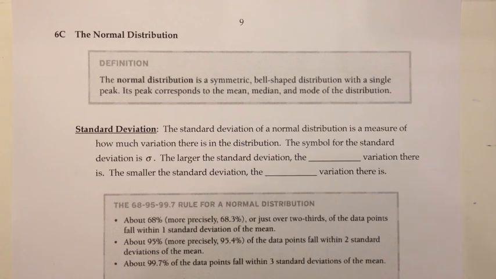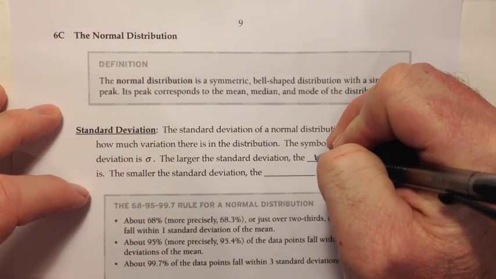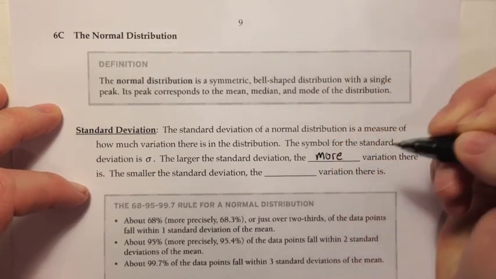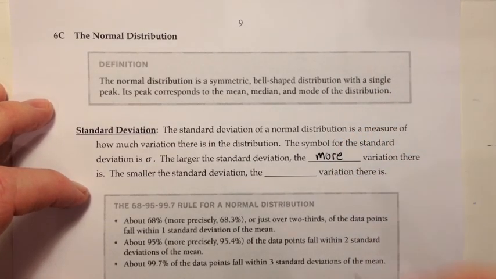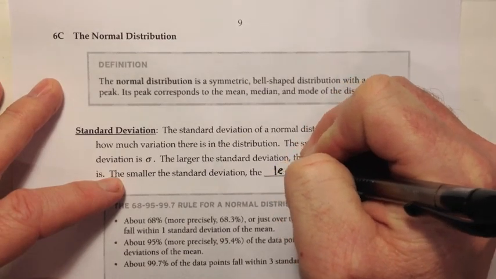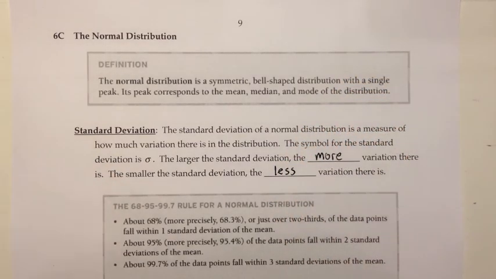One of the things that affects the shape of a normal distribution is the standard deviation, so let's look at that definition. The standard deviation of a normal distribution is a measure of how much variation there is in the distribution. The symbol for the standard deviation is sigma, and the larger the standard deviation, the more variation there is. And the smaller the standard deviation, the less variation there is. And when we meet together in class, I'll show you an application that shows you how the standard deviation specifically affects the shape of the normal curve.